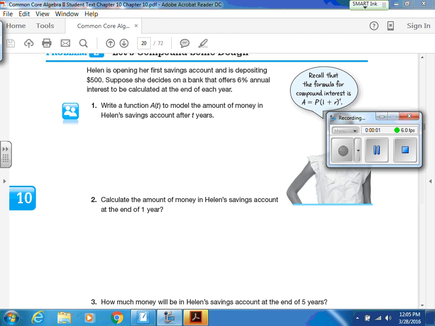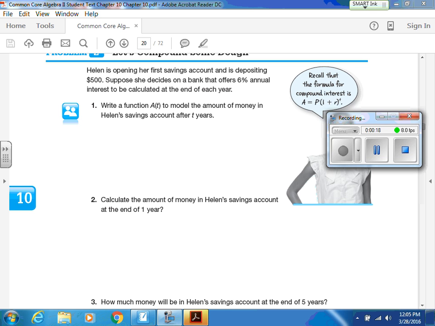Start with depositing money, okay? Helen is opening her first savings account, and she's depositing $500 into this account, and her bank offers 6% annual interest.